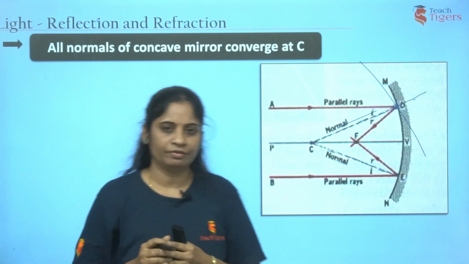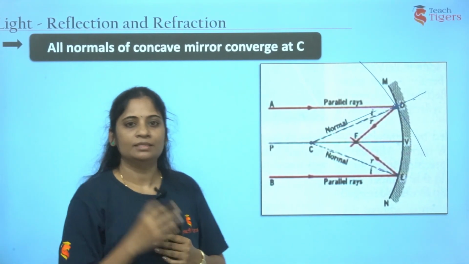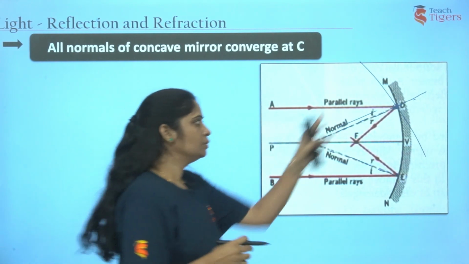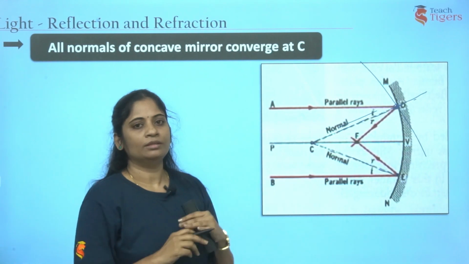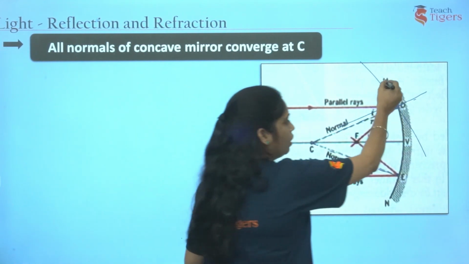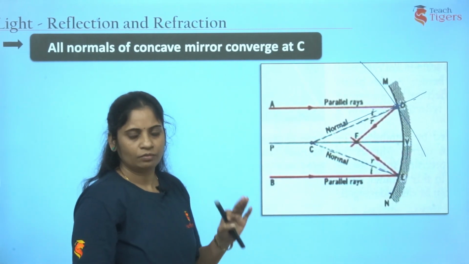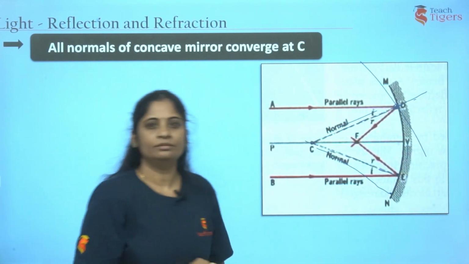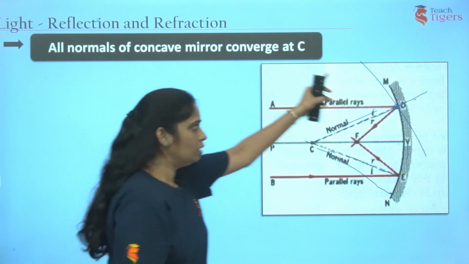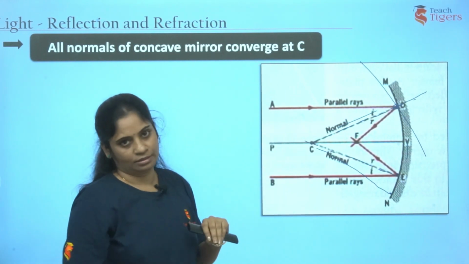So when you know this fact, your ray diagram drawing has become much simpler. How? Because we can avoid drawing the tangent. You need not draw the tangent. Why? Because on any surface you want a normal. Directly you can just draw a normal passing through the center of curvature. We know all the normals will pass through the center of curvature for a concave mirror, right?